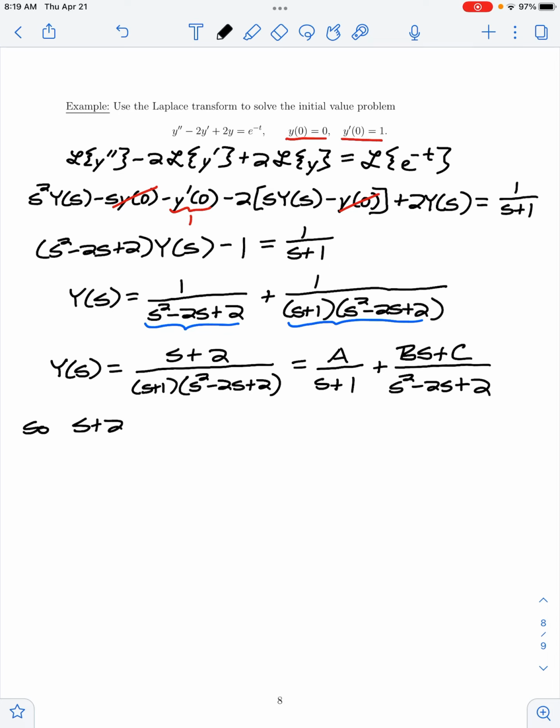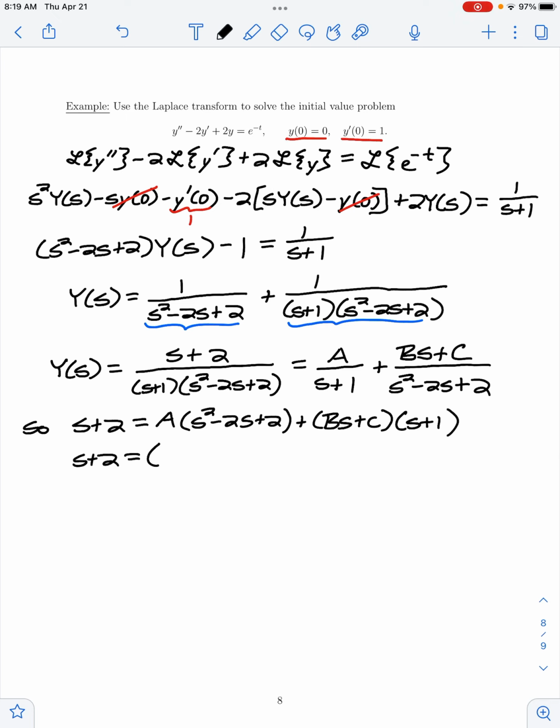So to solve for a, b, and c, I could multiply both sides of this equation by my common denominator, giving me s plus 2 is equal to a times s squared minus 2s plus 2, plus bs plus c times s plus 1. And so on the right-hand side, if I expand and group like terms, let's see what we have.